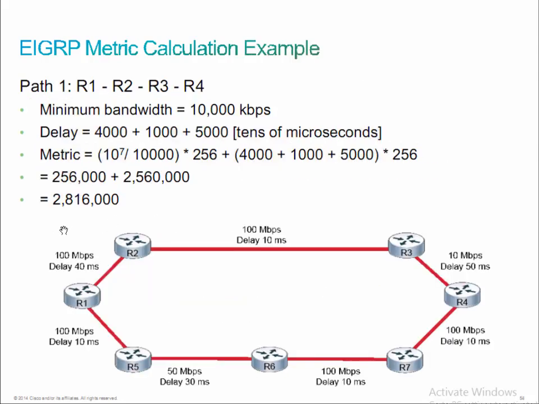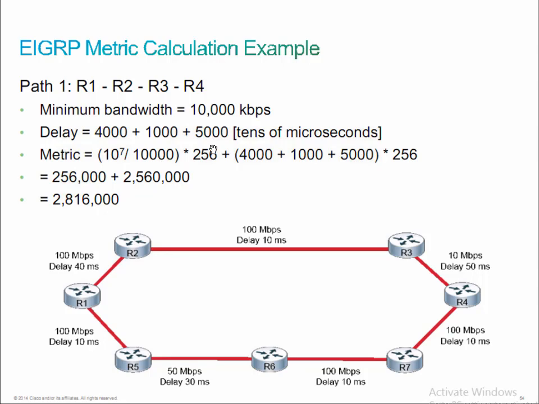And then they go through a couple of examples. They're looking at the bandwidth along this path, the top path. The worst bandwidth is 10 megabits per second. The cumulative delay is 40 plus 10 plus 50, which is 100. Put those into the formula. And then that allows us to calculate the metric for that particular path. In this case, they're doing R1 to R2 to R3 to R4. Minimum bandwidth is 10,000 kilobits per second, which is 10 megabits per second. The delay is 4,000 plus 1,000 plus 5,000.